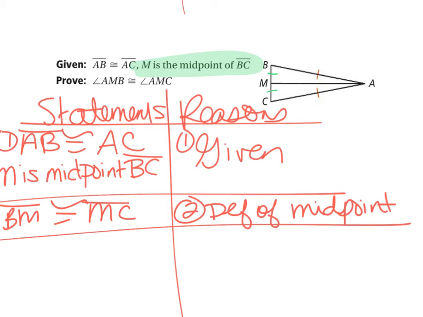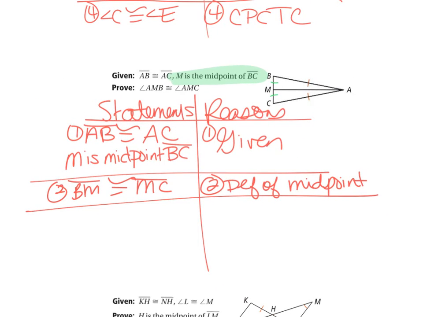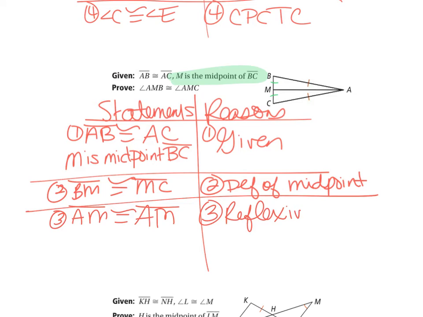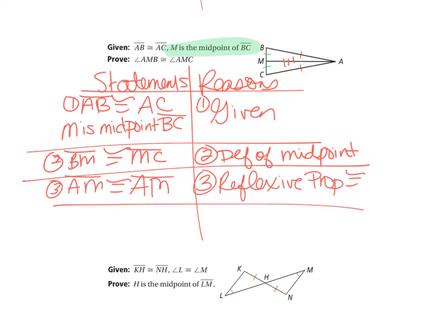I see the reflexive property, so we haven't talked about that yet. So AM is congruent to AM. Why? Because of the reflexive property, of course. Now, we have these that are congruent. So what do we have? Well, we have all three sides. We've listed them. So do we have enough? Sure, we do. It's going to be side, side, side, because we have all three sides.